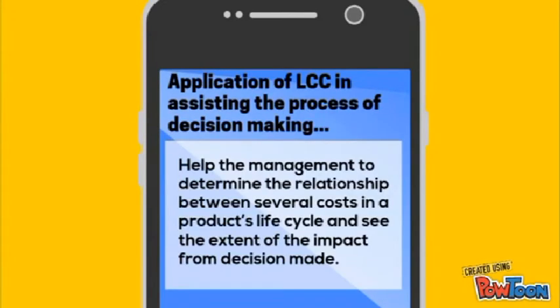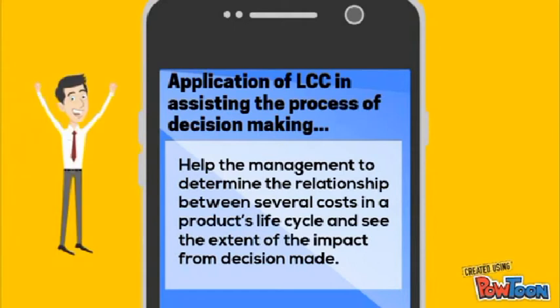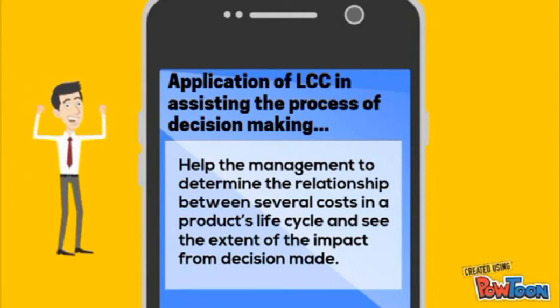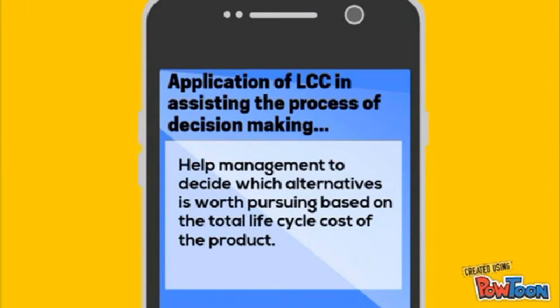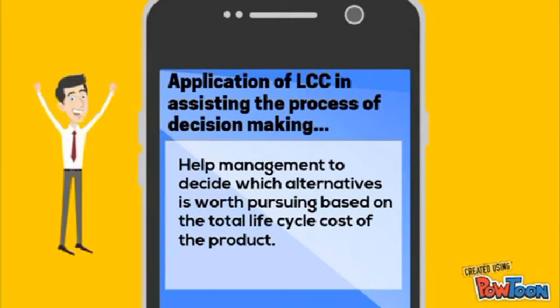Life cycle costing helps management to make better decisions when they can evaluate the relationships between several costs in a product's life cycle and the impact of their decisions on the product's life cycle costs. Next, life cycle costing helps management to decide which alternatives are worth pursuing, based on the total life cycle cost of the product and the estimated price at which it can be sold.